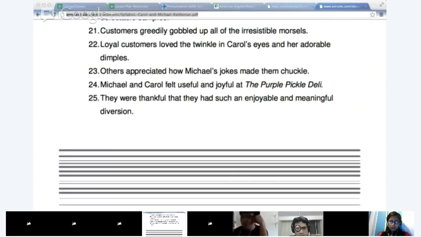And there's a lot of new words here. I'll explain these after Tatiana. Go ahead, Tatiana. They were thankful that they had such an enjoyable and meaningful diversion. So, Jose, which words did you want to discuss? Oh, diversion. So, diversion, you could have also said distraction, and distraction not in the bad sense, but just meaning something else to do. Diversion means like divert, if you're going down one path, you divert to another.